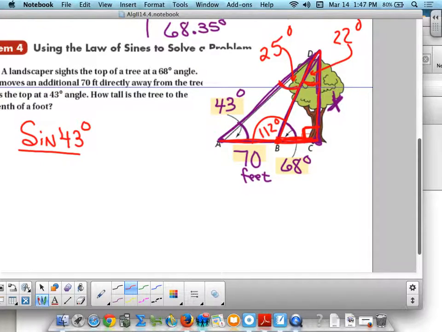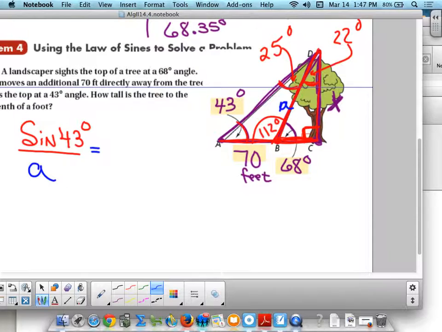Look right here. This side right there is the opposite of 43. Can we give this side a different name? Don't call it X. Call it A, okay? So 43 compared to A should equal, now look at this triangle, 68 compared to X. Sine of 25 over 68's in this triangle.